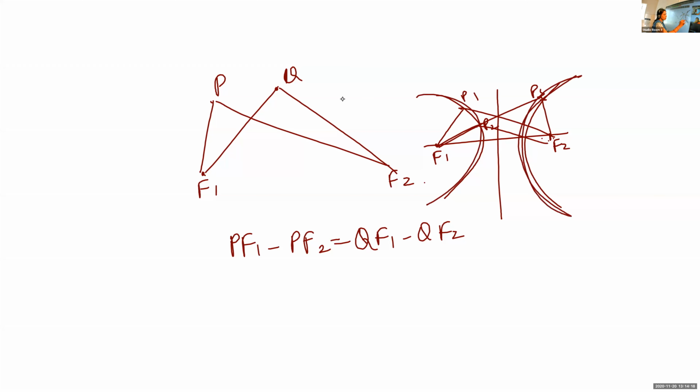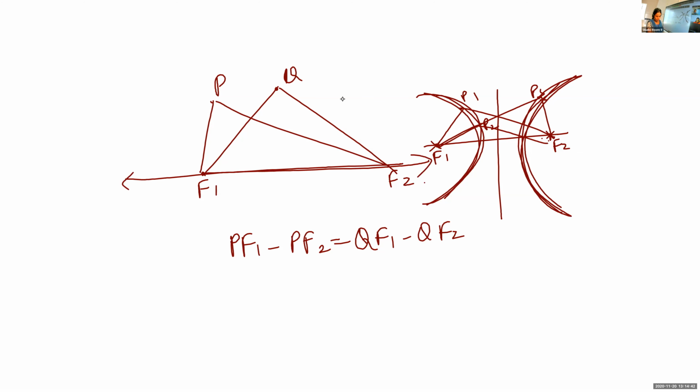This curve we call a hyperbola. These two fixed points, F1 and F2, we call the foci. And the line joining these two foci. When you draw a line passing through the foci, F1 and F2.